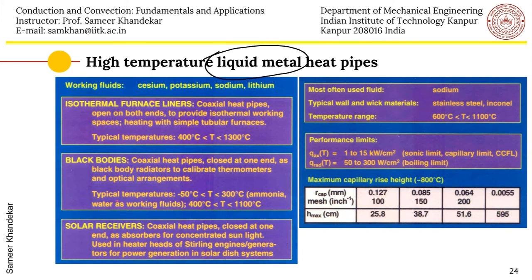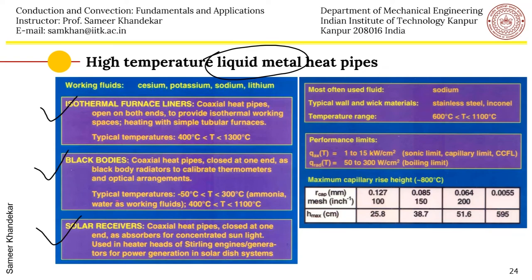Similarly, solar receivers, depending on whether they are concentrator type, can operate at very high temperatures, and one can use them as the heater heads of Stirling engines or generators for power generation in solar dish systems. So this is the high temperature range of applications of typical heat pipes, where sodium and stainless steel or Inconel are used as the wick material and the wall, and the operating temperature will be from 600 to 1100 degrees centigrade. They can really operate very efficiently, and they are actually in operation.